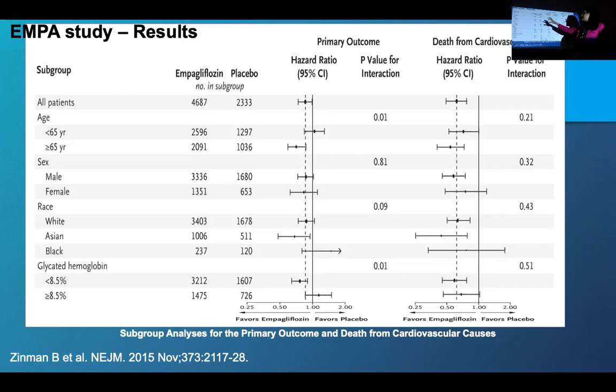So looking at all patients, we're starting with 4,000 with empagliflozin compared to the placebo. And the hazard ratio was less than 1, so it's statistically significant with the primary outcome. And also at the same time, it favors empagliflozin with deaths of cardiovascular cause. Also, if we look at the glycated hemoglobin, those starting in the subgroup of less than 8.5% favored empagliflozin. And this is basically what we discussed in the previous slide, that patients with hazard ratio 0.86 were statistically significant results.